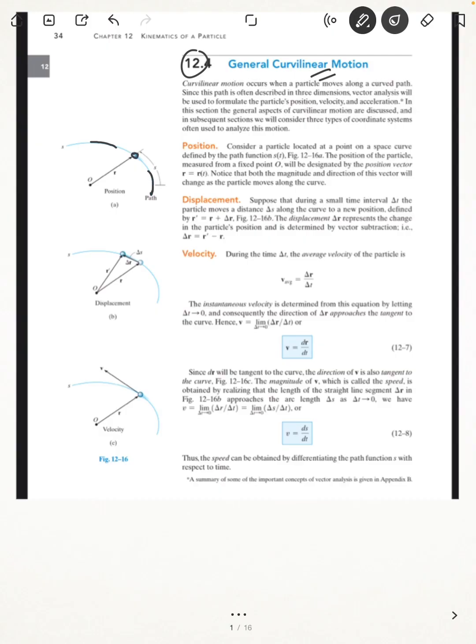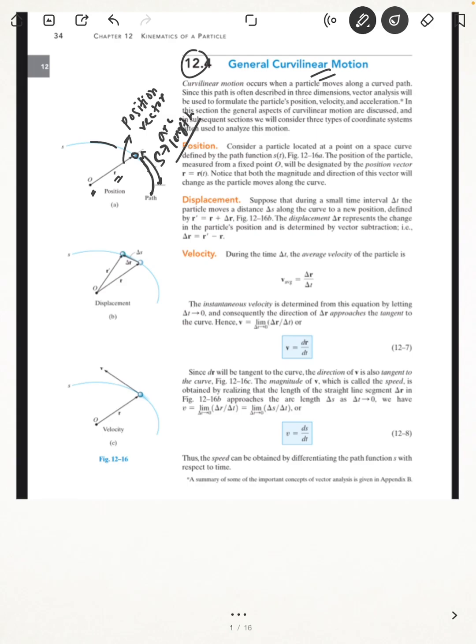To determine the position of this particle, we have to take a reference point, a fixed point. In our case, the fixed point is O. With respect to O, the position of this particle is given by this vector R. So R is going to be called the position vector. The distance that the particle travels along this path is defined by S, which is basically the arc length.